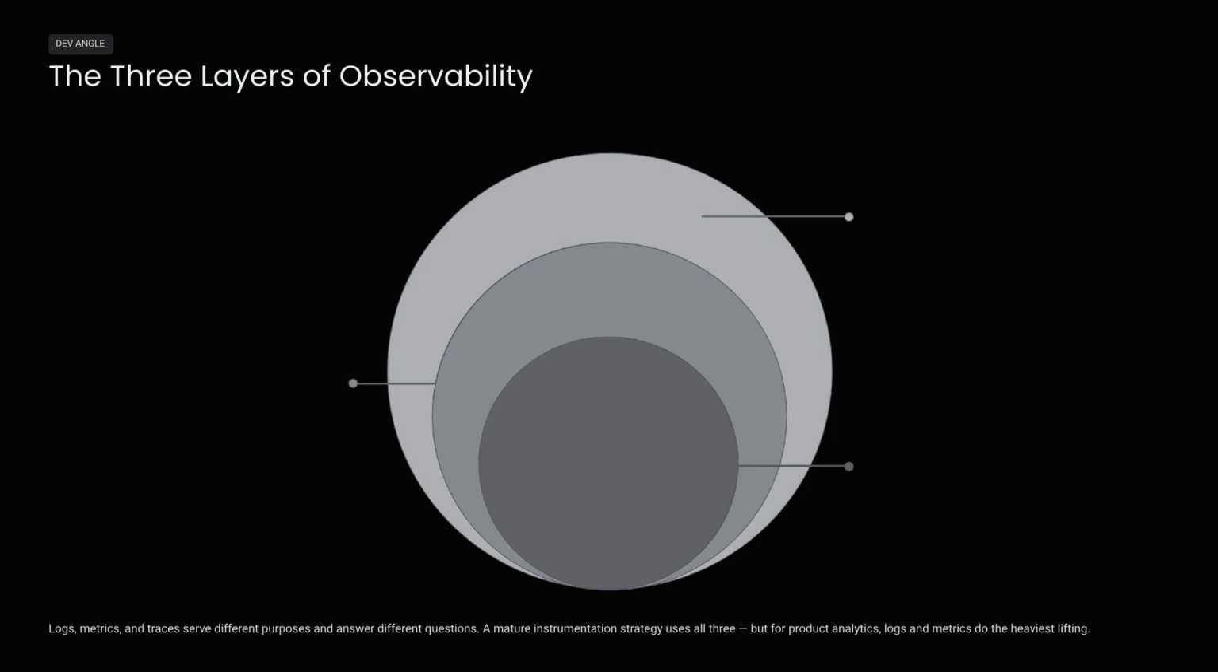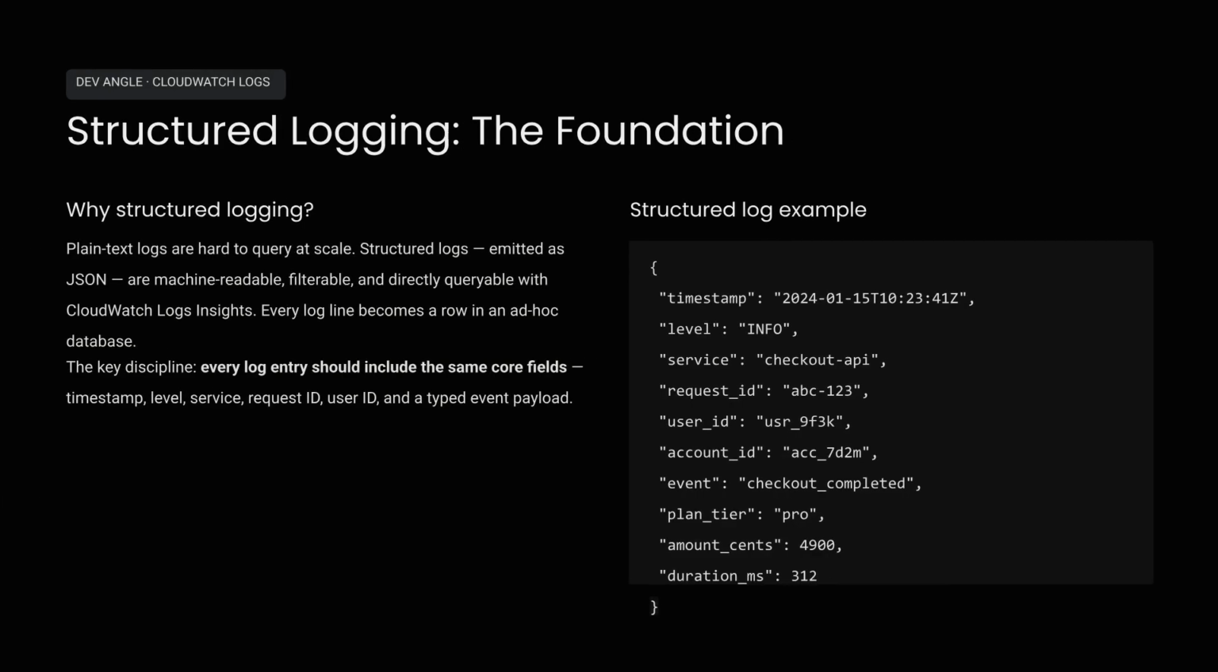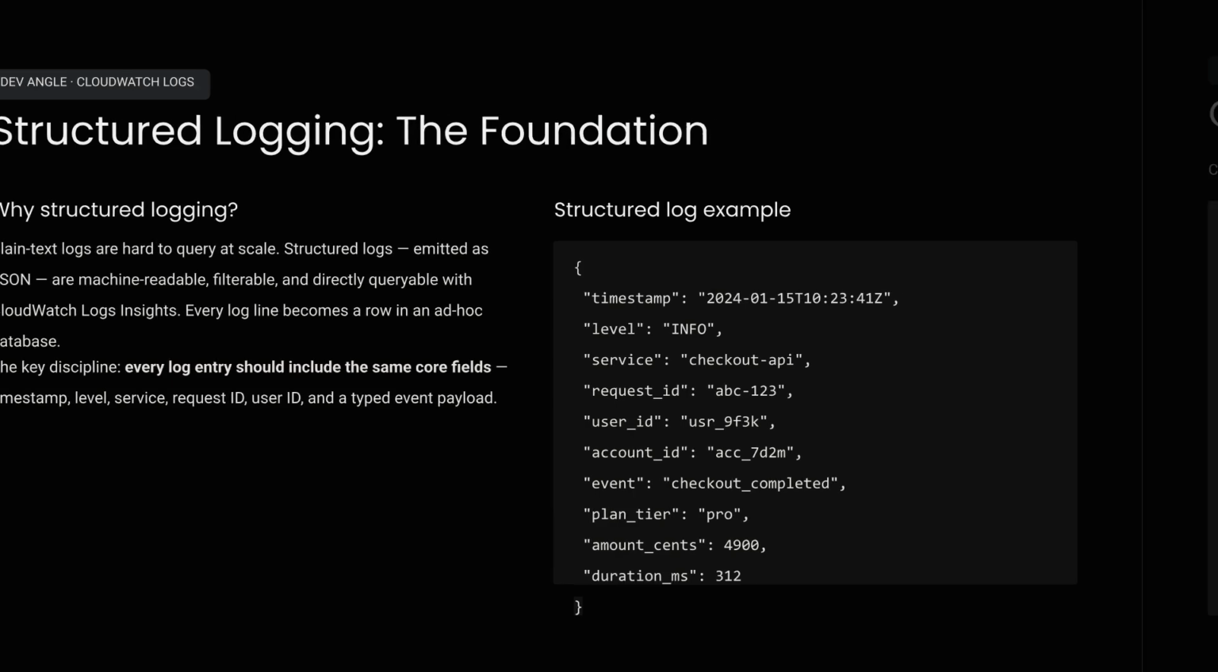Observability has 3 layers: logs, metrics, and traces. For product analytics, logs and metrics are the most important, providing structured event records and numerical measurements over time. Structured logging is the foundation. Logs emitted as JSON are machine-readable and queryable with CloudWatch Logs Insights. Every log entry must include core fields like timestamp, user ID, and a typed event payload.